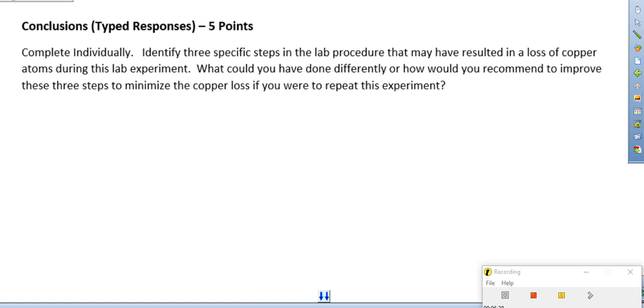And while you're watching the lab, you want to be looking for ways that you lose copper along the way. So you want to list 3 different steps, 3 different places where some copper could have been left behind, where we could have lost some copper. And I'll try to point that out in the videos.